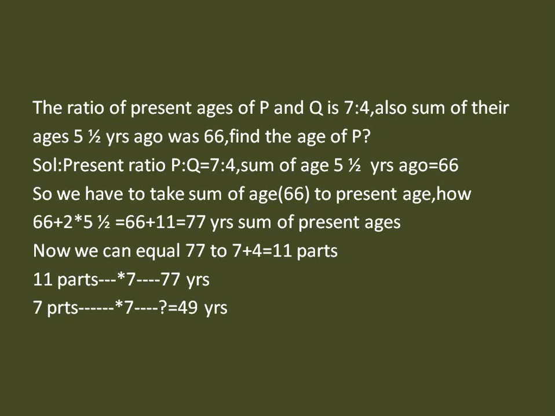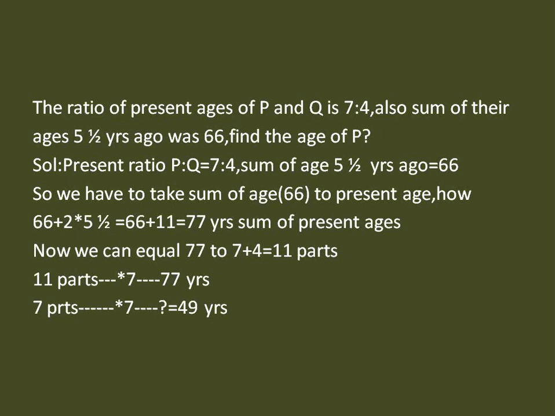Simple. We cannot move the ratio, but we can move the sum of the ages. So to which direction do we have to move? To the present. From 5.5 years ago to the present we have to move. So for example, 5 years ago your age was 10 years. What would be the present age? 10 plus 5, 15. How did it come? You have to add those 5 years.